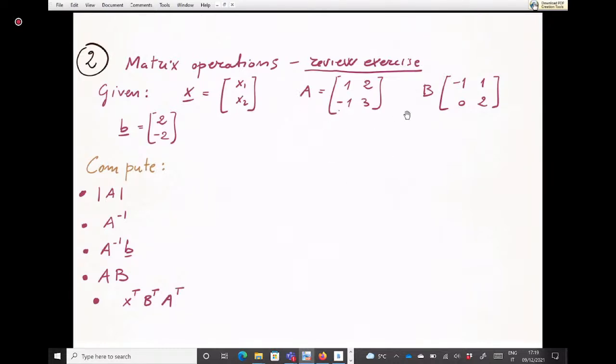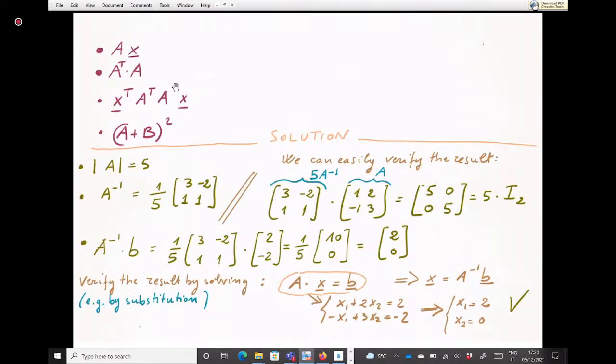Suppose that we have these two matrices, A and B, vector x is x1, x2, and vector b is 2, minus 2. So the exercise requires to compute the determinant of A, the inverse matrix of A, A minus 1, B, AB, and X transpose times B transpose times A transpose, AX, A transpose times A, X transpose times A transpose times A times X, and A plus B squared, okay? So be prepared to solve these types of exercises.